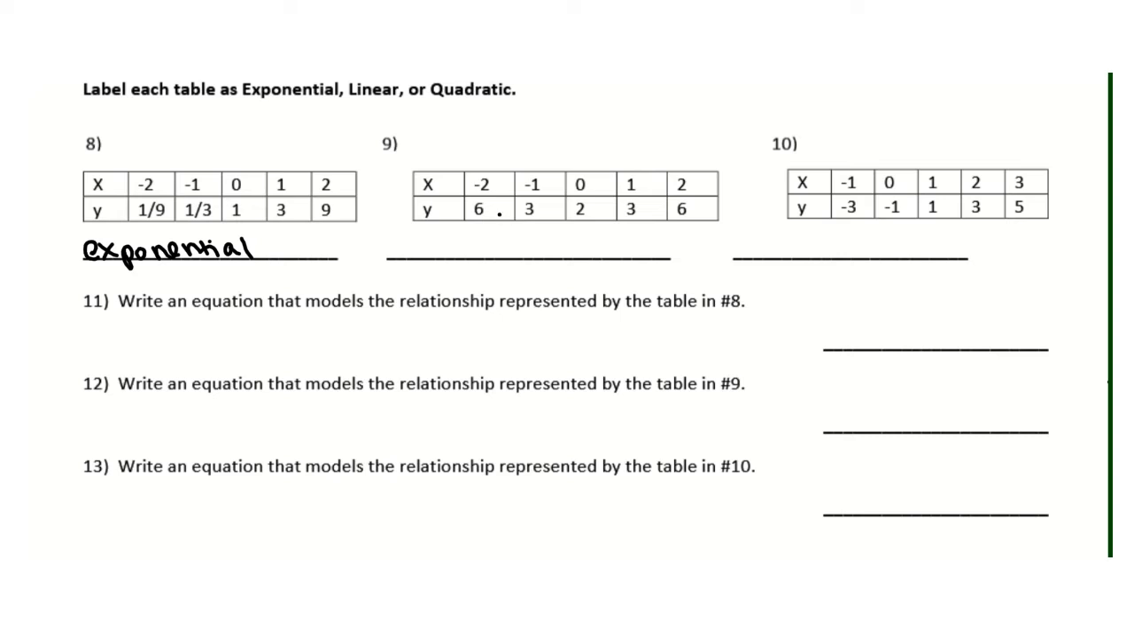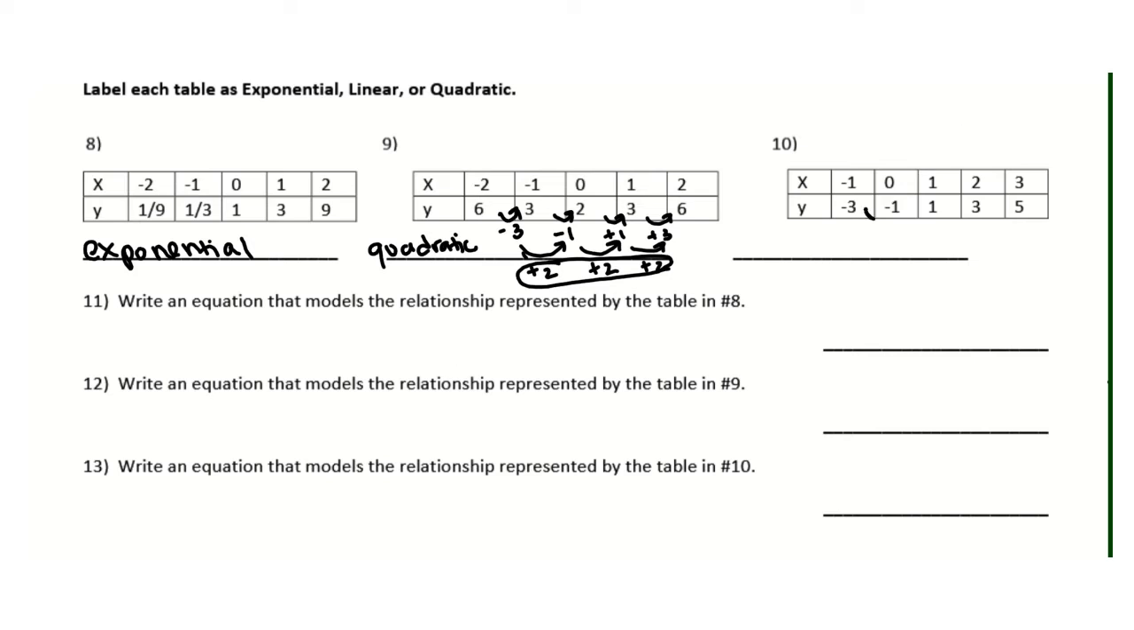Number 9, to go from 6 to 3, I subtract 3. To go from 3 to 2, I subtract 1. To go from 2 to 3, I add 1. And to go from 3 to 6, I add 3. To go from -3 to -1, I add 2. To go from -1 to 1, I add 2. And to go from 1 to 3, I add 2. Here, my second difference is the same. Because my second difference is the same, that means that example 9 is quadratic.